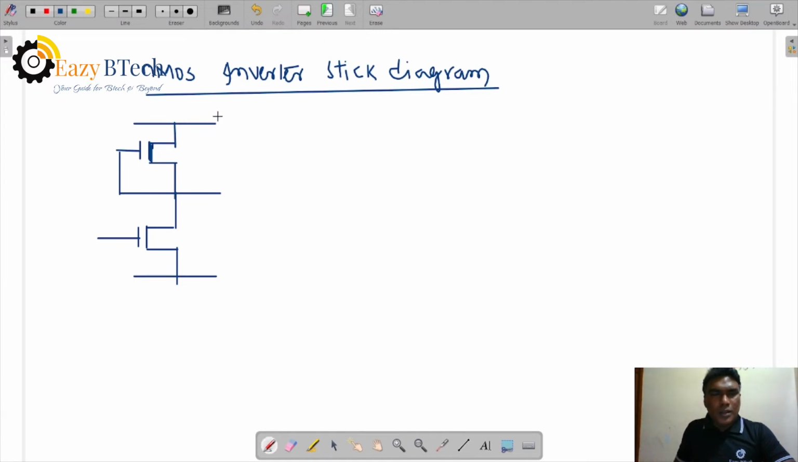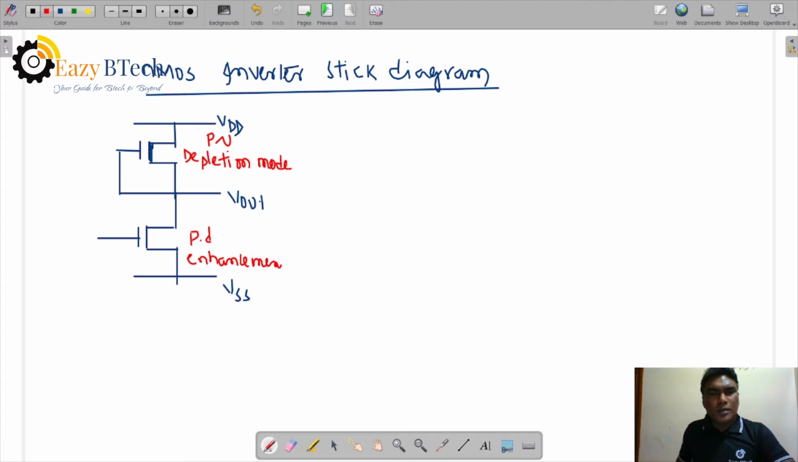Then there is the supply voltage VDD, the ground voltage VSS, and the output voltage. This is the depletion mode transistor, where the channel is already established. It is also called the pull up transistor. This is the pull down transistor, an enhancement mode transistor.